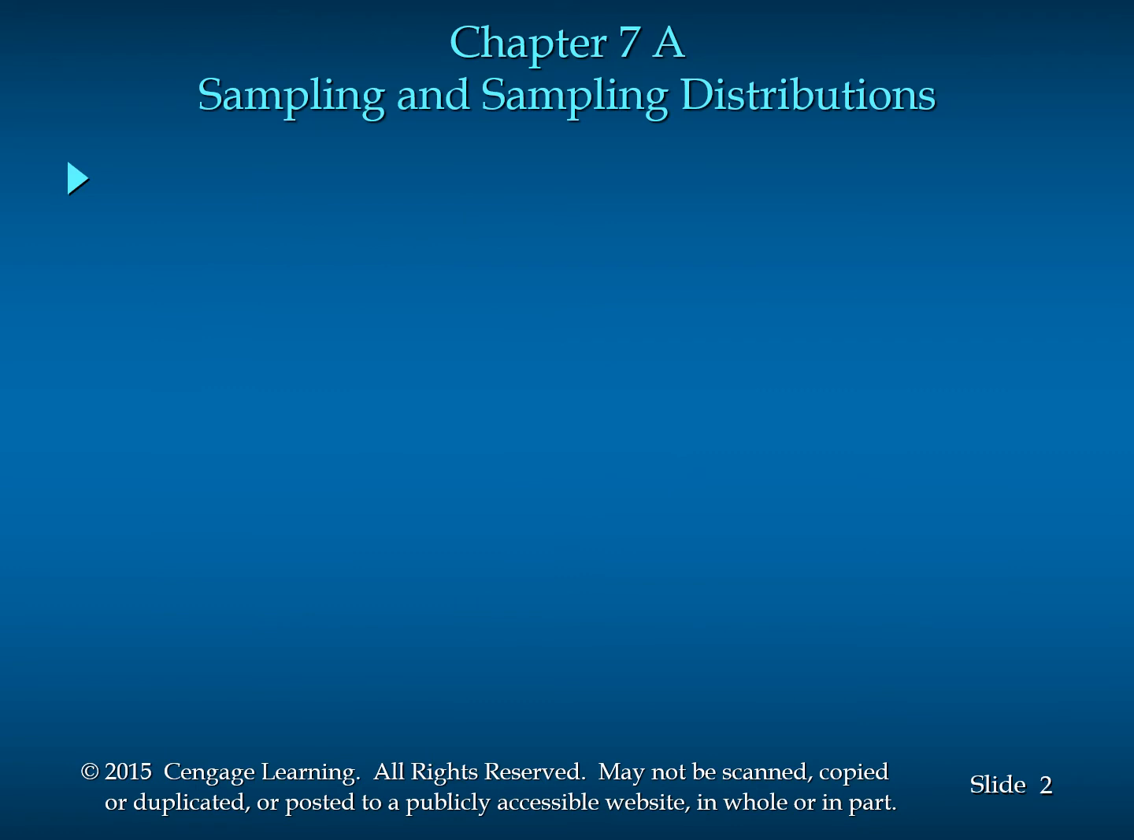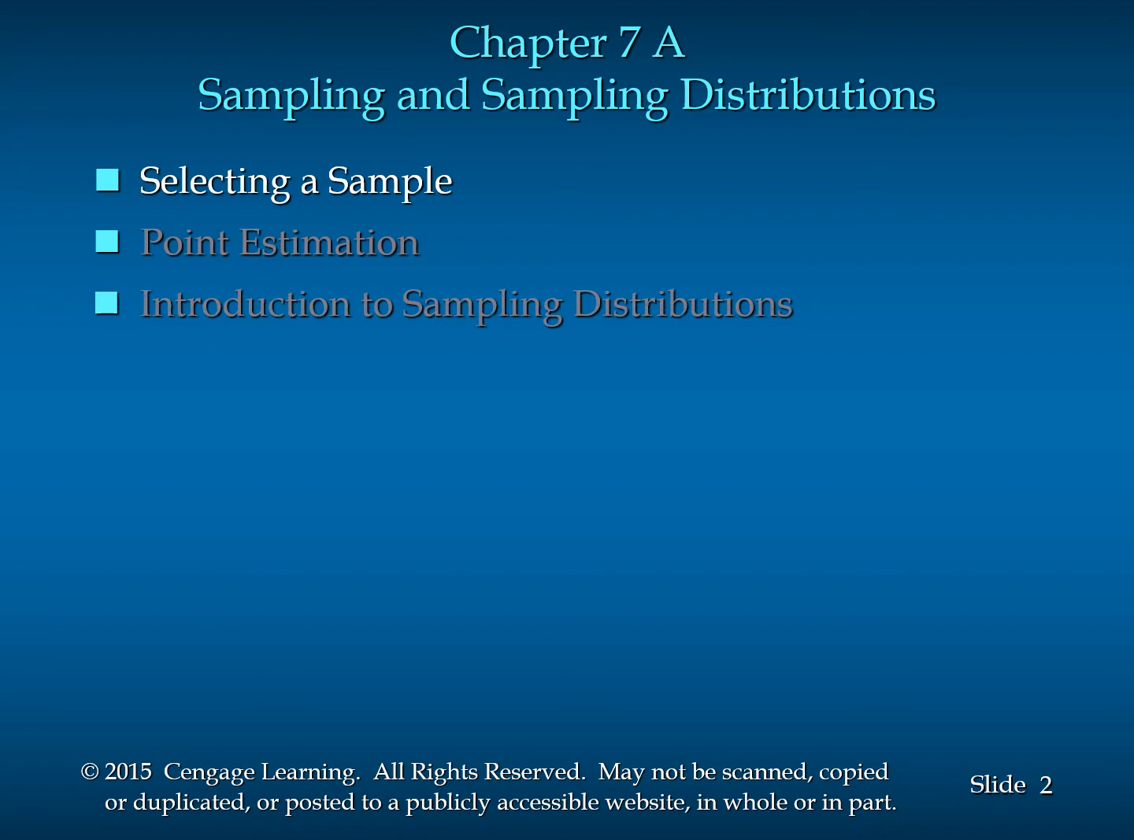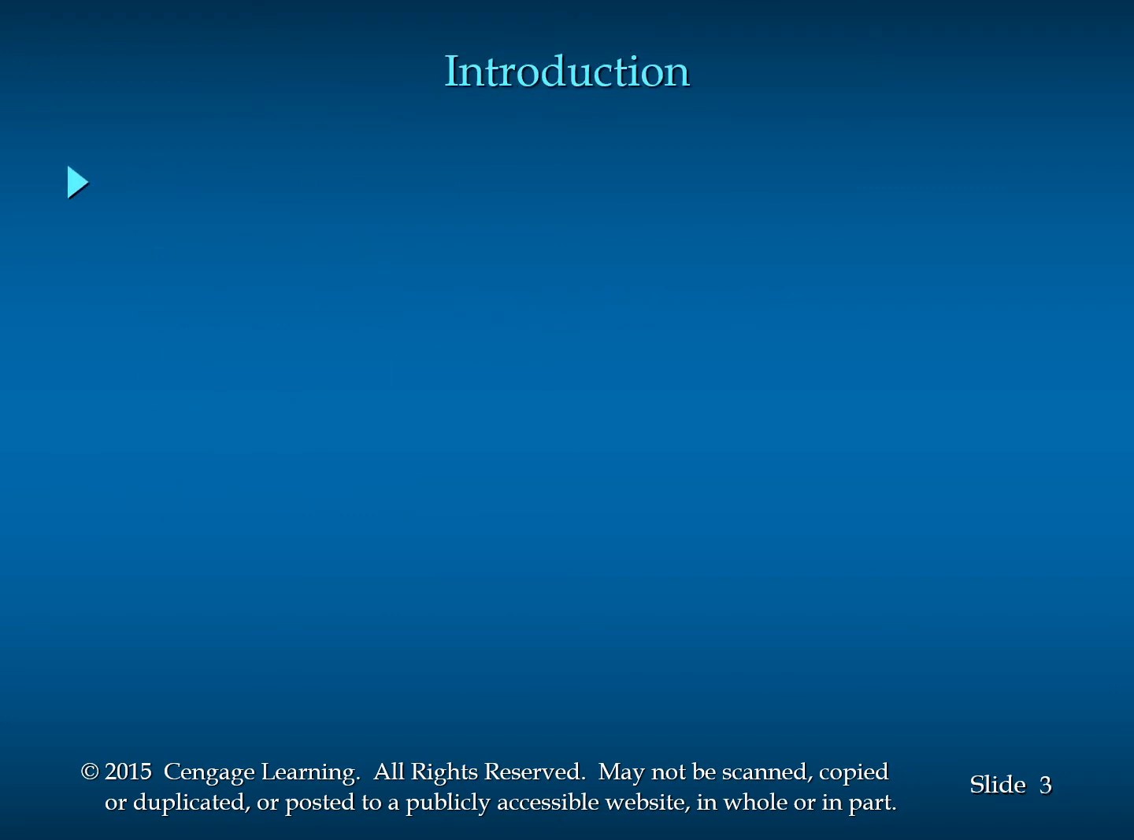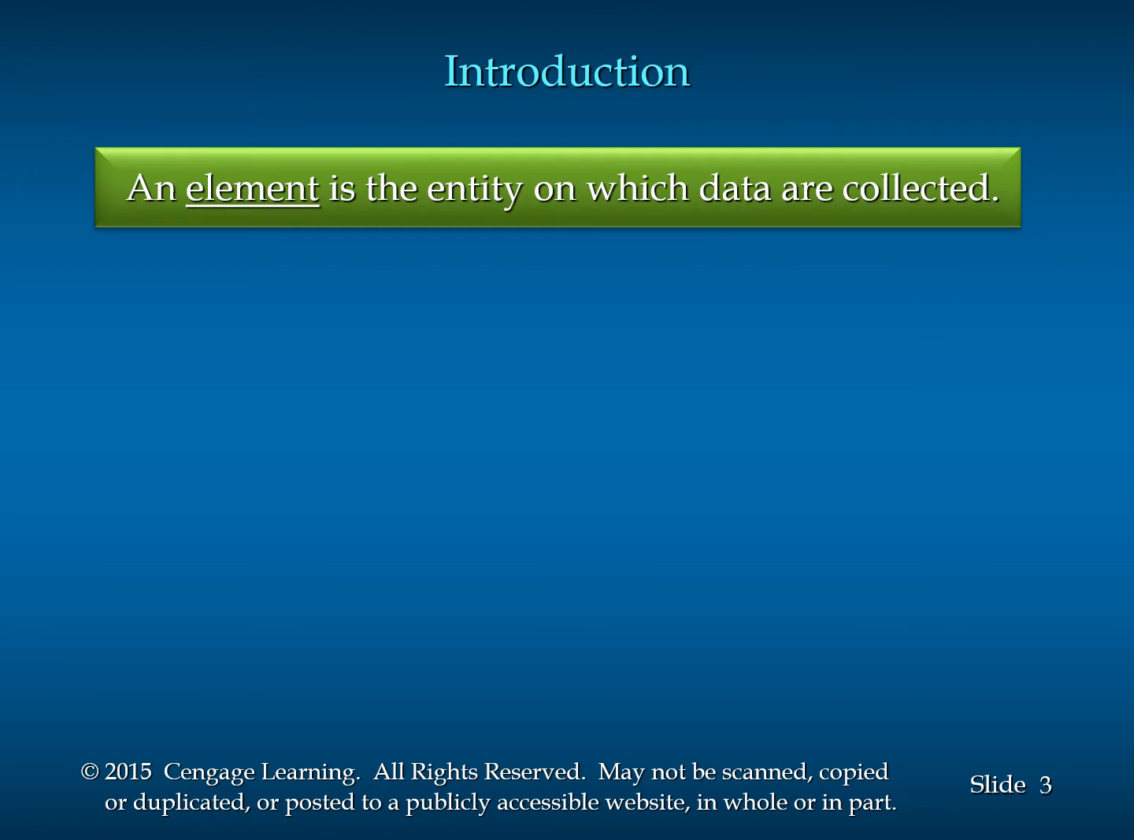In Chapter 7, we will start the process of statistical inference, that is, taking information from a sample to make estimates about a population. In this first short lecture, we will discuss sampling. Let's start with a few definitions.